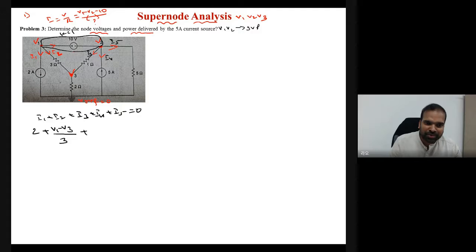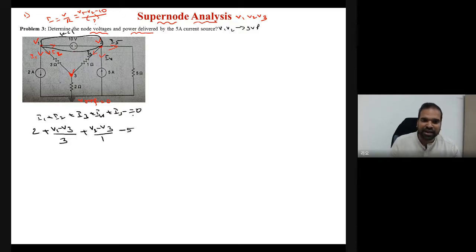One ohm resistor. What is the current flowing through the 1 ohm? One end of the 1 ohm is connected to V2, the other is V3. So V2 minus V3 by 1. So here I4. See here, this is my assumed current direction, but the actual current is flowing in the opposite direction.